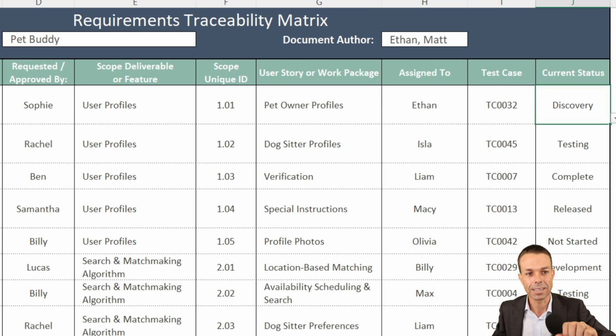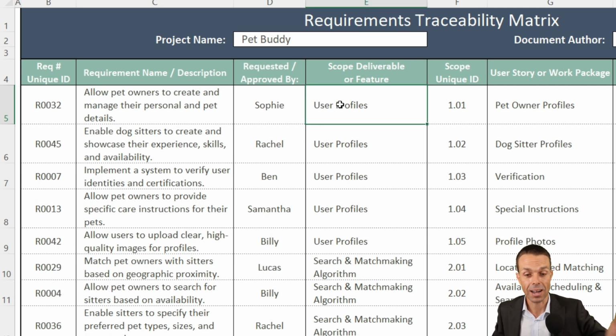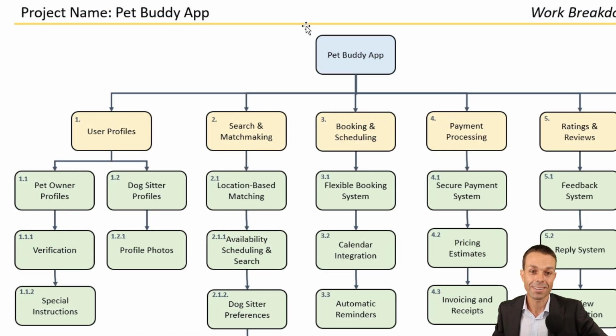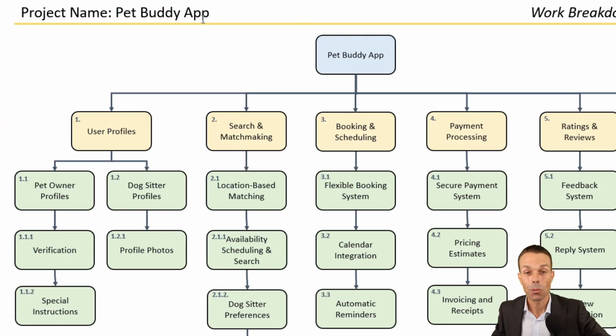So now we can see the customer requirement, how we're meeting that with the scope, and is it being quality tested, and then is it finished or is it in progress? We're tracing it from start to finish, from the requirement all the way through to done. We can also break that down once we've got that in our work breakdown structure, which is just another way to decompose the item. As you can see, we've got our Pet Buddy app.